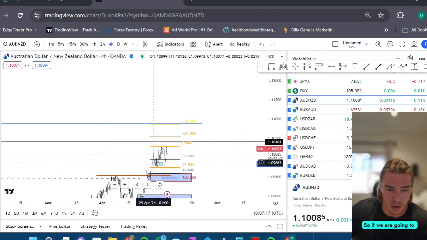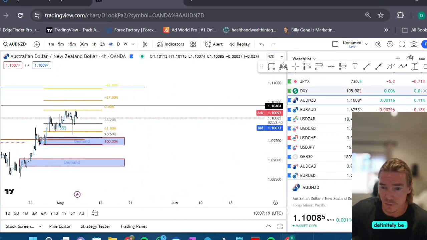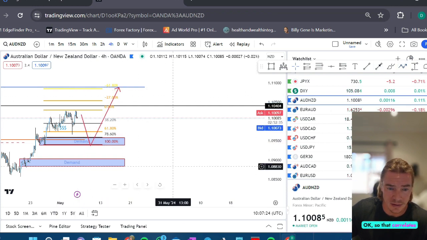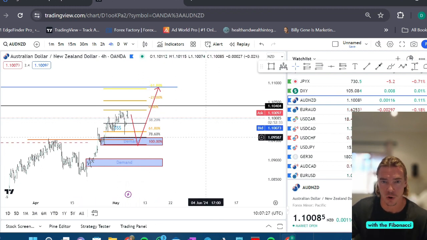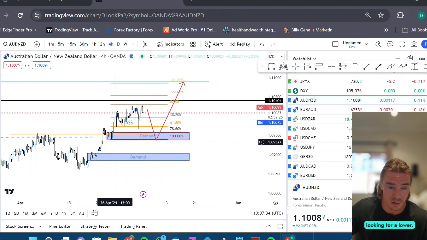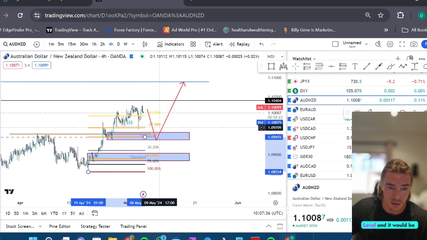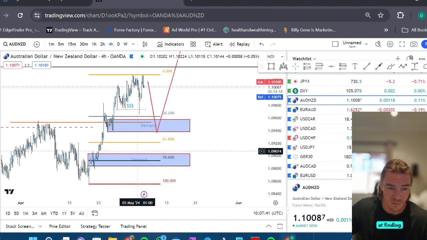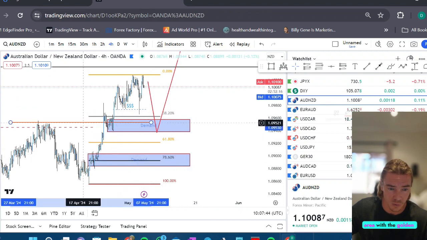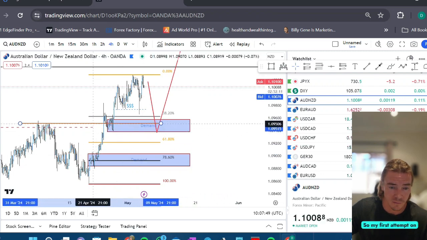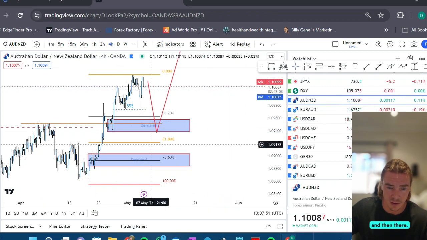So if we are going to be taking this trade, it would definitely be something like this. Okay, so that correlates perfectly with the Fibonacci retracement extension levels, which is what I like seeing. So if that one doesn't play out, then we will be looking for a lower level, and it will be a better position. And if it does, as you guys can see, again, we're finding ourselves in another area with the golden zone perfectly intact with the demand, and I really like that. So my first attempt on this would be there and then there.